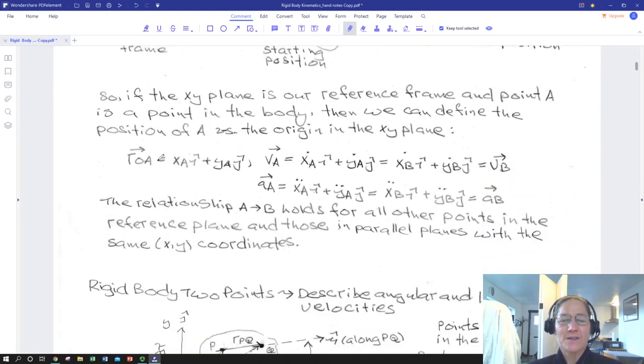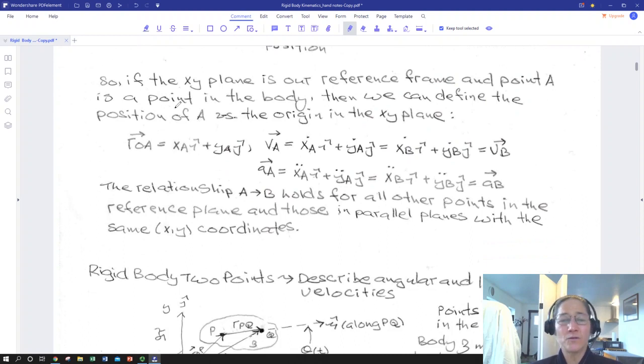Okay, so let's take a look at the way different points move and what happens when we take a time derivative. So we can define a radius vector from some origin, some reference point in a reference frame, to a point A on a body. Now we can say it's, say, X sub a in the I hat direction and Y sub a in the J hat direction will take us from point O to point A. Great. We've developed an expression for a point on a body versus some reference frame somewhere. Could be inside the body or outside the body.